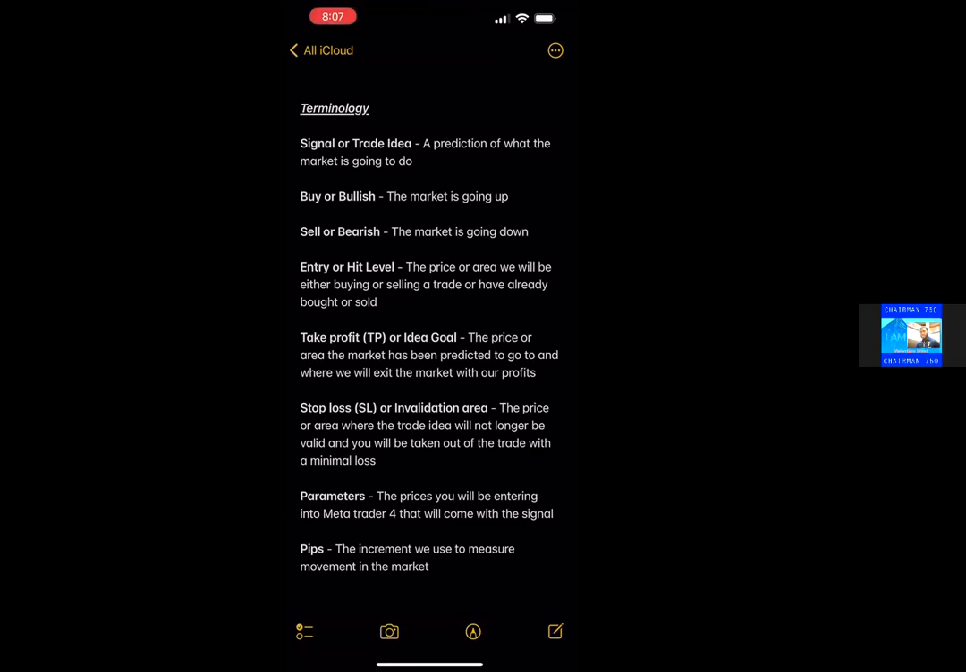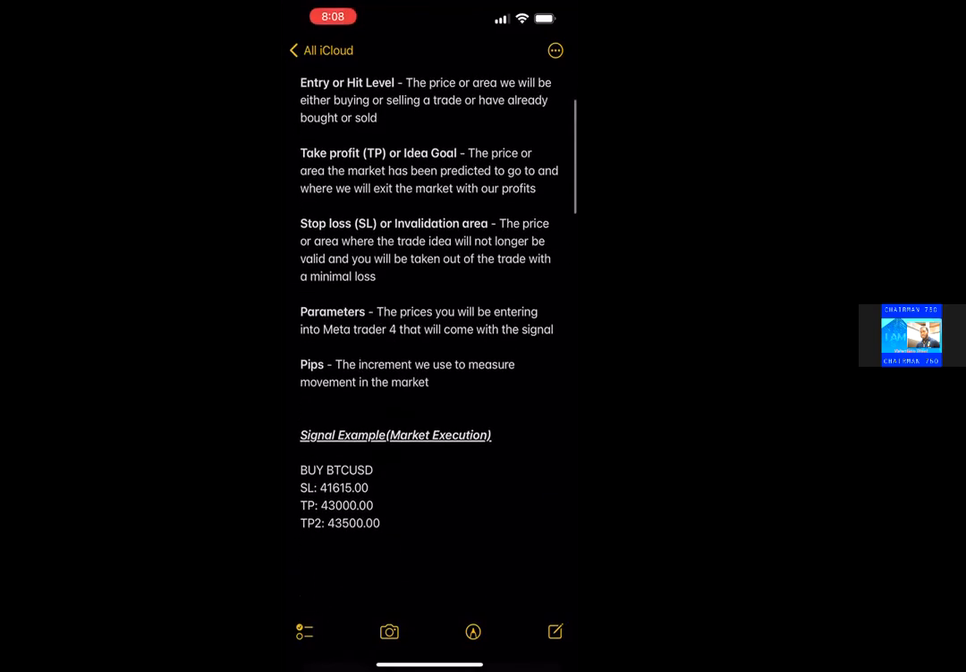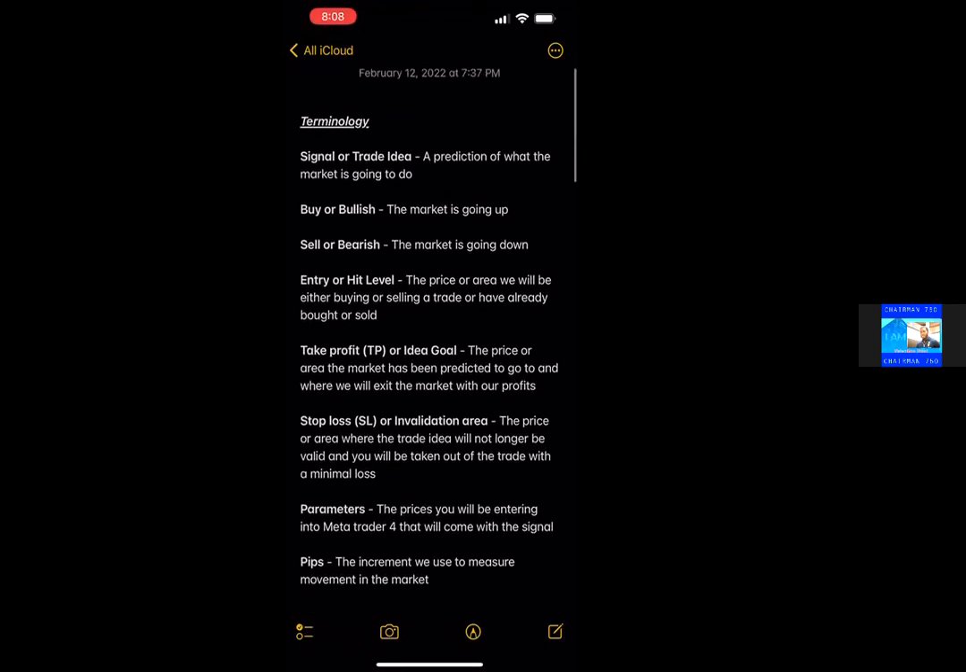Okay. And parameters are the prices you will be entering into MetaTrader that come with the signal. So these are the parameters: SL, TP, TP2. The numbers that are next to that are the parameters. Okay. And the last thing is pips. Pips are the increment that we use to measure the market. The same way we walk and we call that steps, or we drive and we call that miles, the amount of distance that the market has moved is known as pips.